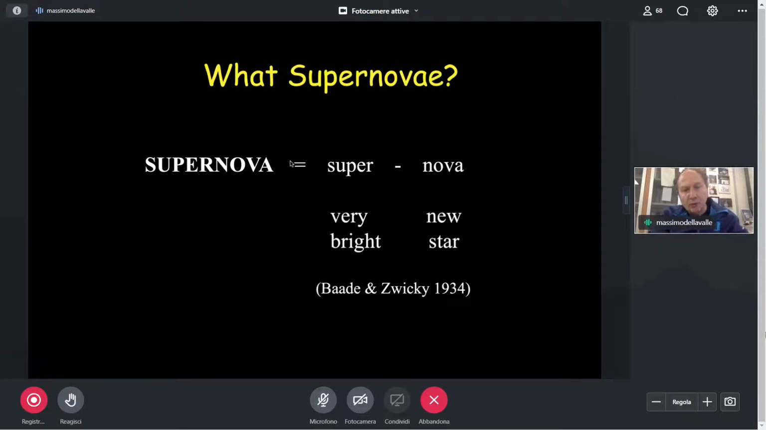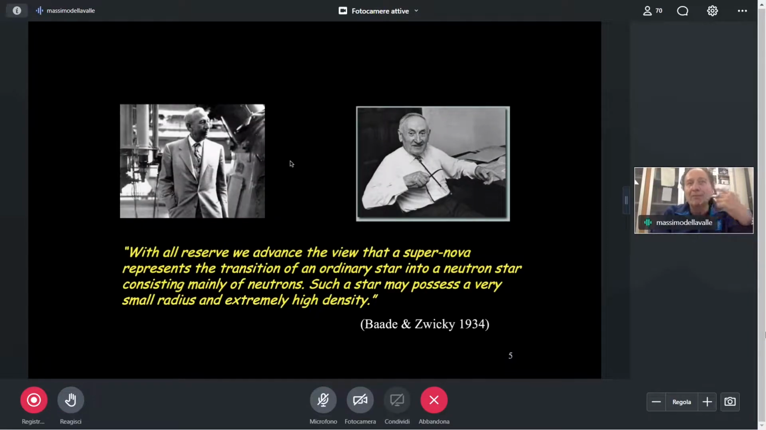What is a supernova? Well, supernova is a recent term in astrophysics, introduced by Baade and Zwicky in 1934, but they did much more than that. They made the prediction that I just report here from the original paper. With all reserve, we advanced the view that a supernova represents the transition of an ordinary star into a neutron star consisting mainly of neutrons. Such a star may possess a very small radius and extremely high density.